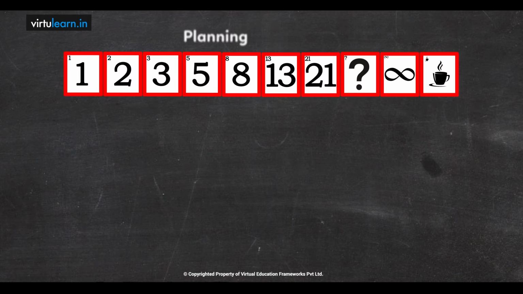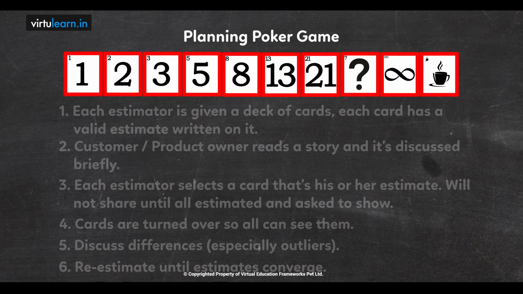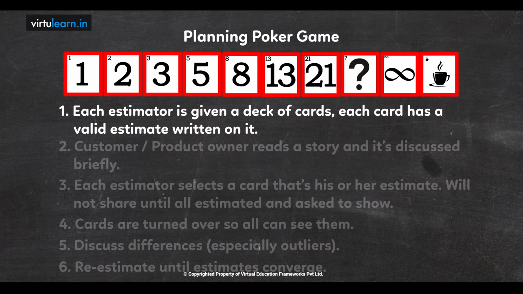Let's look at how to use the planning poker game to estimate here. Six key steps to estimate in relative size using story points with planning poker game. Each of the estimators from the team is given a deck of cards. The cards have the Fibonacci sequence numbers on them.